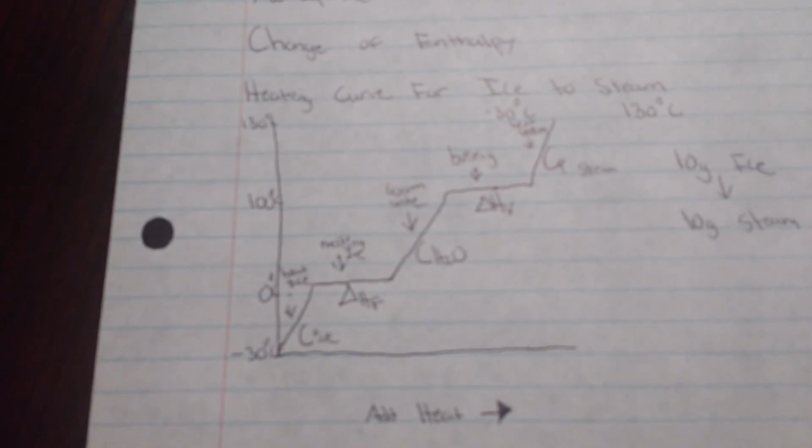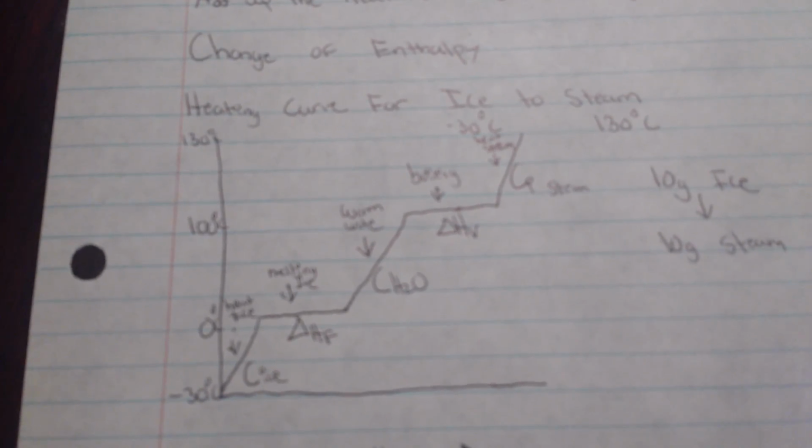So you must start to make a heating curve. So we're going to start with 10 grams of ice. And the starting temperature for the grams of ice is negative 30 degrees Celsius. And from there, you're going to go and heat the ice until it melts to 0 degrees Celsius.